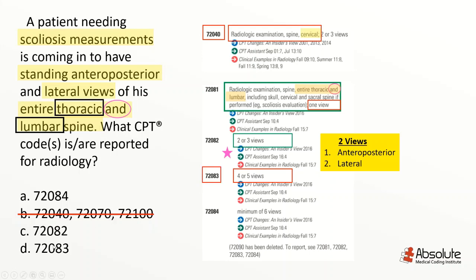So 72083, that's no good. 72084, they are talking about a minimum of 6. We already know, if 4 or 5 wasn't it, that sure isn't it. We take that one away, and indeed, 2 views, 72082. That is your code.